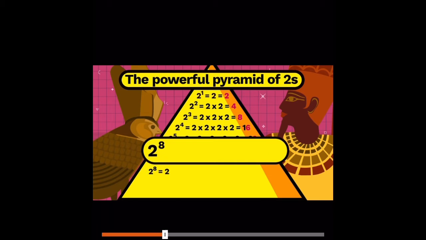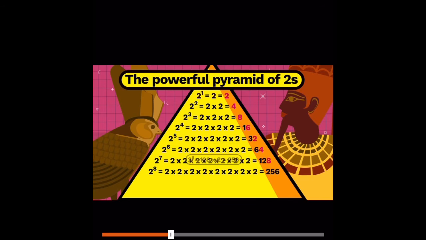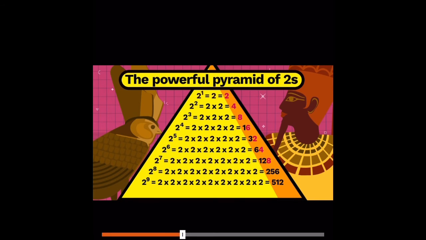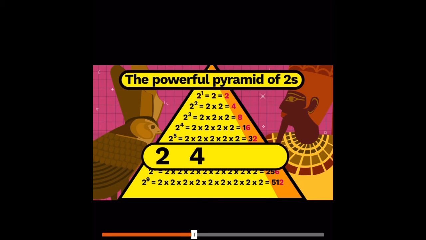2 to the power of 8 equals 128 times 2, which is 256. And 2 to the power of 9 is 256 times 2, which is 512. So the answers to our first 2 questions are: 2 to the power of 8 ends in a 6, and 2 to the power of 9 ends in a 2. And we've confirmed that the 2, 4, 8, 6 pattern is continued.